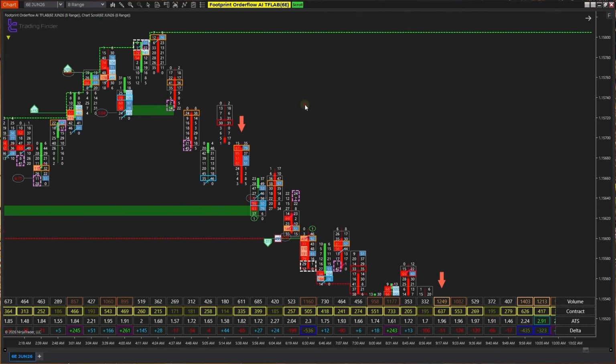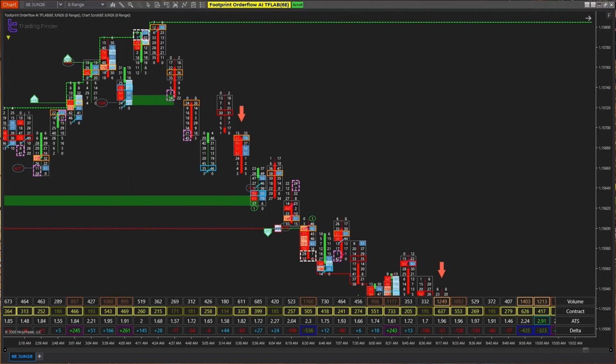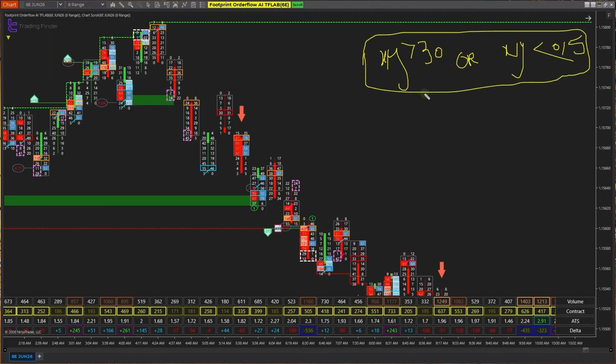Single prints are like this, where that was the X and Y of the large print. In the X and Y of the large print, when we divided X by Y, it either had to be greater than 30 in value or, basically, X divided by Y had to be less than 0.5. Okay, this is called a large print. It means these numbers when we divide the second to last tick and the last tick, basically the buy and sell orders.